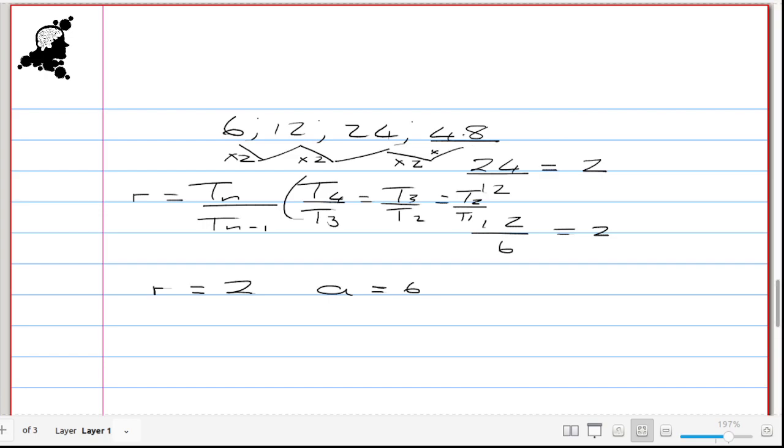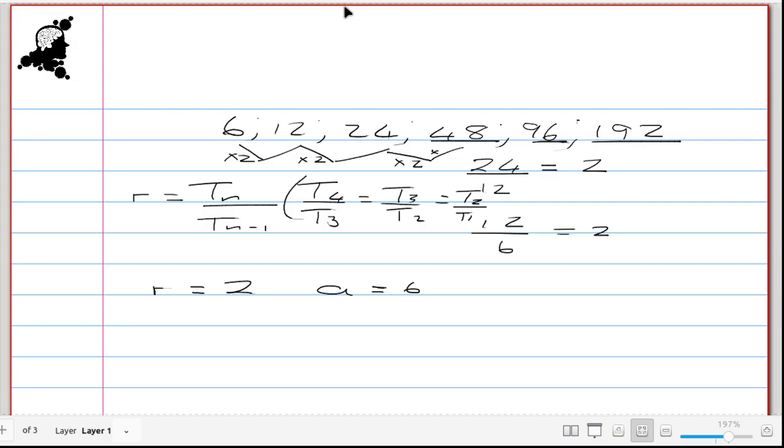48 multiplied by my common ratio, 48 times 2, is supposed to give me 96. Then 96 multiplied by my common ratio, 96 times 2, is just going to give us 192. So there we are, we have determined the next 3 terms. We are done. Life is great.